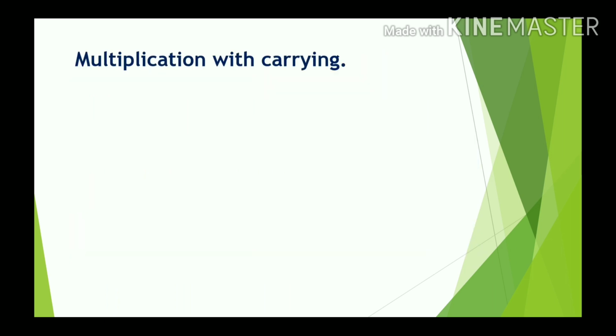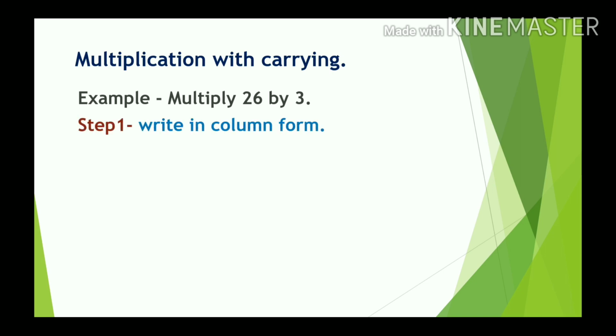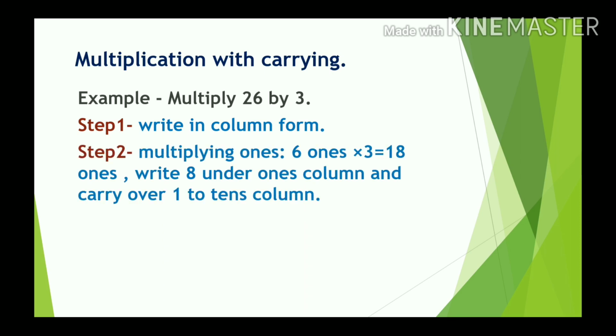Now let's multiply a two-digit number with carrying. With an example, multiply 26 by 3. Again we will follow the steps. Step 1, write in column form, as we have done previously. Step 2, multiplying ones, which is 6 ones multiplied by 3 is equal to 18 ones. Write 8 under the ones column and carry over 1 to the tens column.